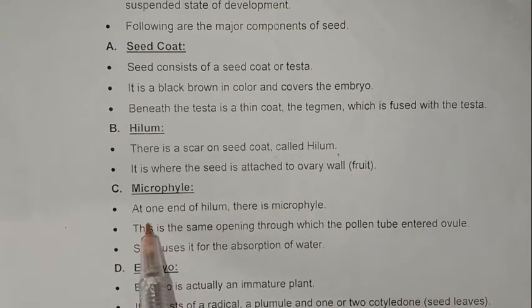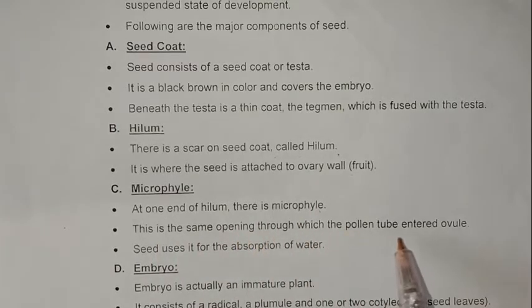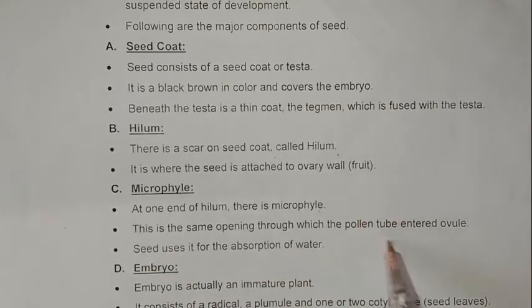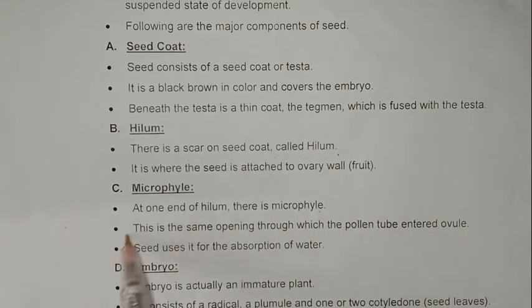Micropyle. At one end of the hilum there is the micropyle. This is the same opening through which the pollen tube enters the ovule. So the micropyle is used for the entrance of the pollen tube to the ovule, and the seed also uses it for the absorption of water. So it has a dual function: it provides a channel for the entrance of pollen, and similarly, it is also used for the absorption of water.